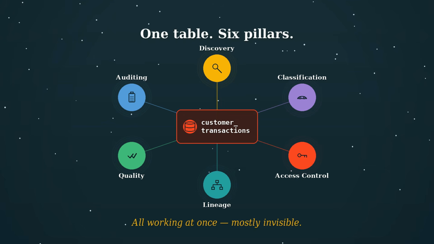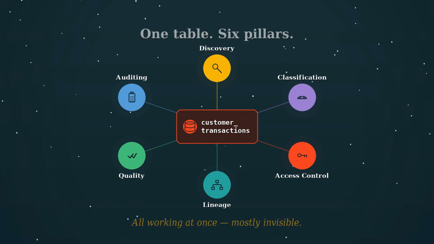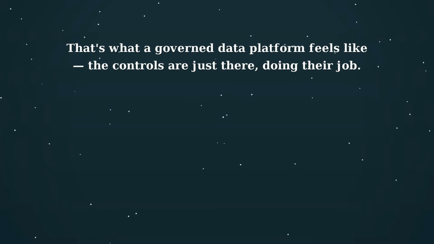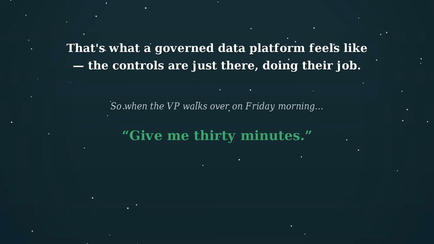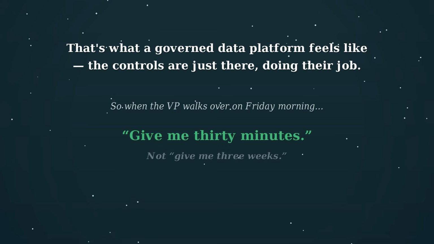So one table, six pillars, all working at once, mostly invisible. That's what a governed data platform feels like. The controls are just there doing their jobs so that when the VP walks over on Friday morning, the answer is give me 30 minutes, not give me three weeks.